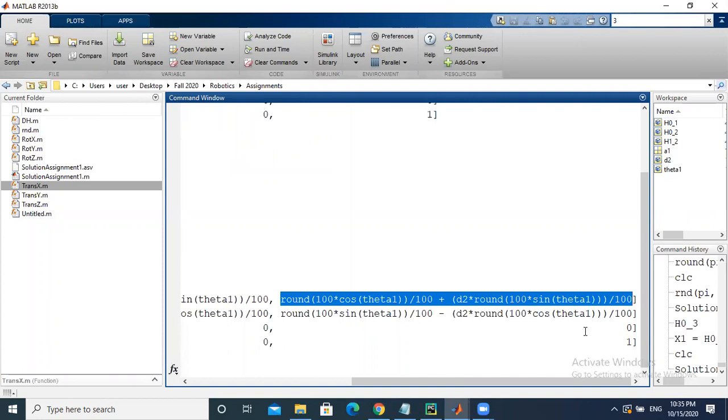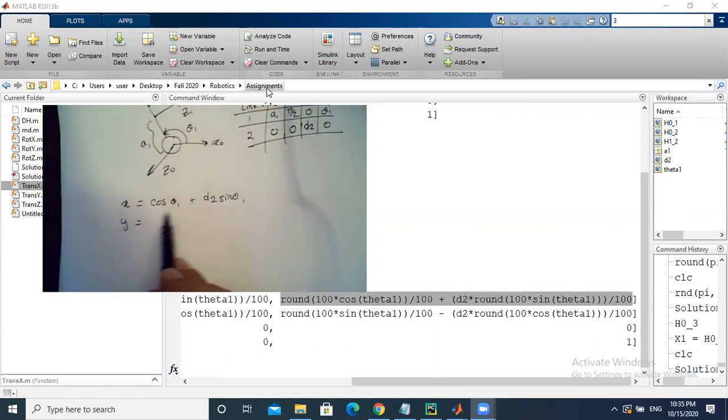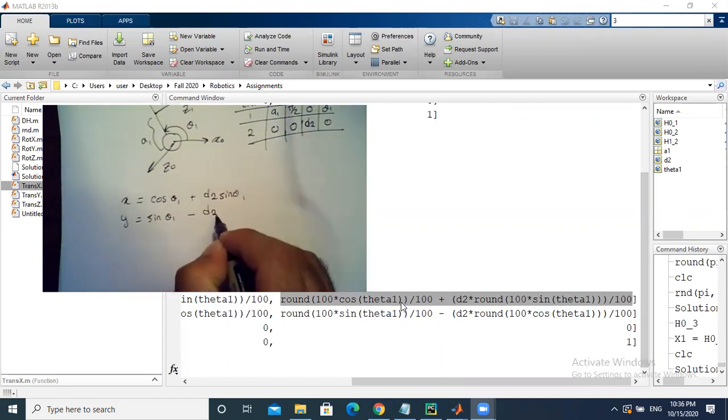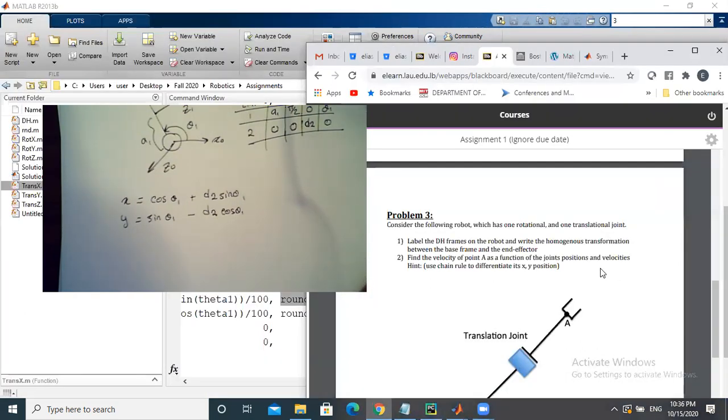and then the y of my end effector is equal to what? Okay, here we go. So x is equal to cosine theta 1 plus d2 sine theta 1, and then my y is equal to how much? Sine theta 1 minus d2 cosine theta 1, okay? All right, so now if I ask you to find the velocity of the point as a function of the joint positions and joint velocities.